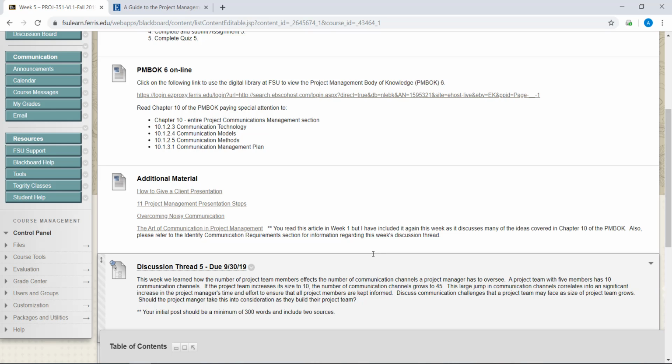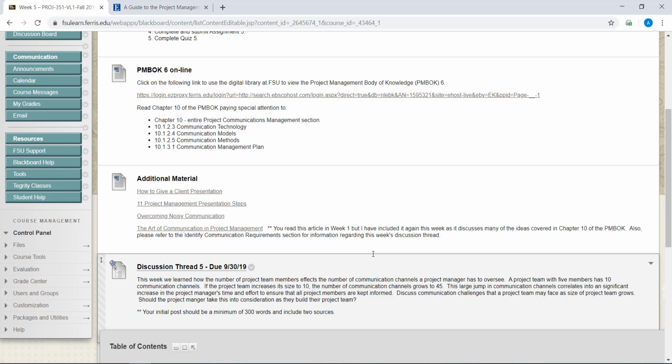There's also an article that addresses how to overcome noise in your communication. As you will see in the PMBOK this week, noise in the communication models hinders the transfer of information from the sender to the receiver or from the receiver back to the sender. You will learn about two types of noise this week, psychological and semantic noise, and then steps to reduce or eliminate these types of noise in your project communication.